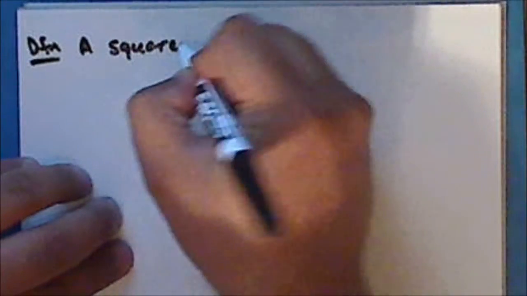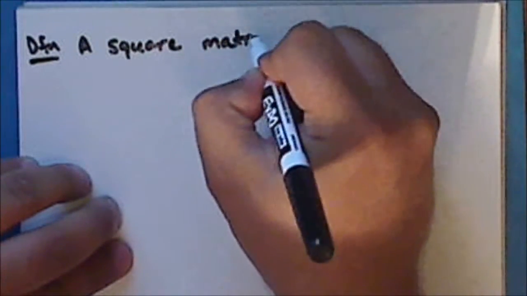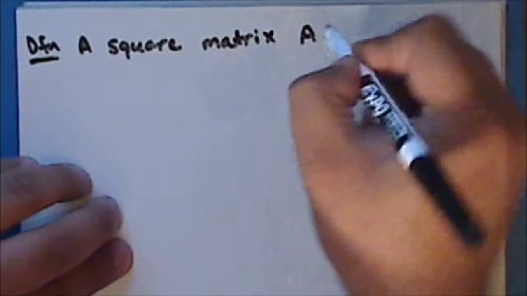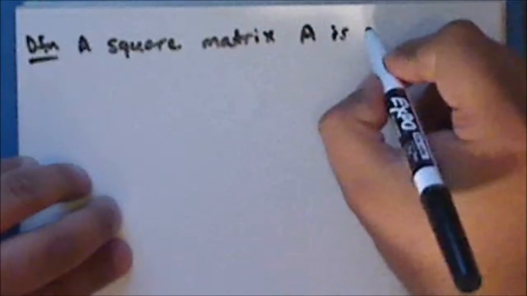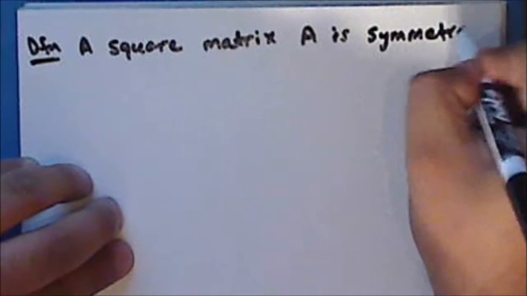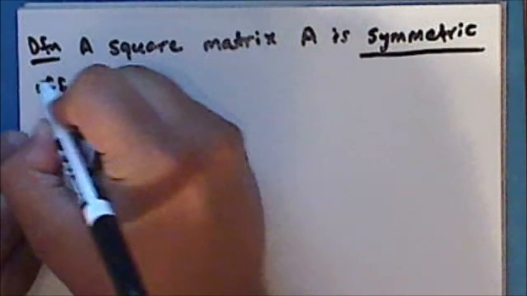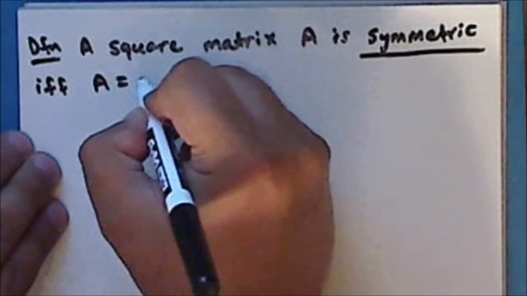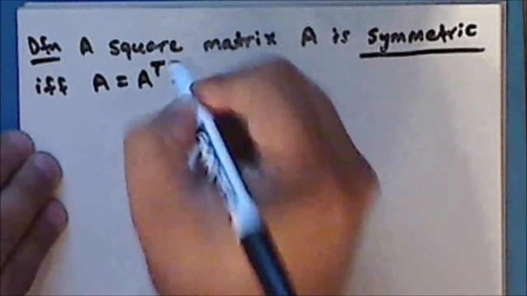So new definition: a square matrix A is symmetric if and only if the matrix A is equal to its transpose.